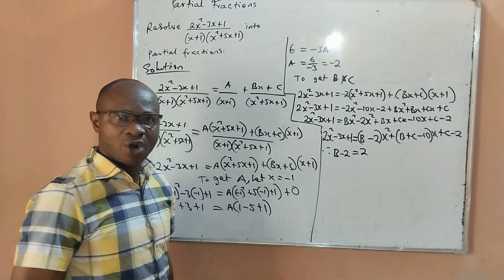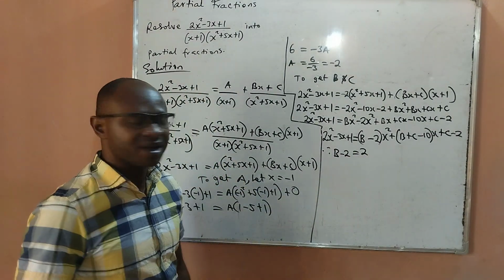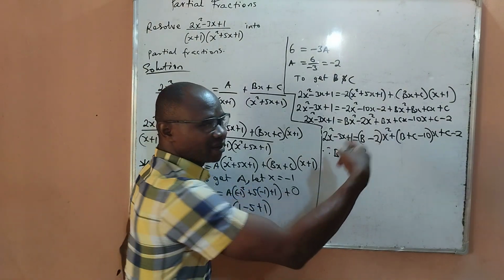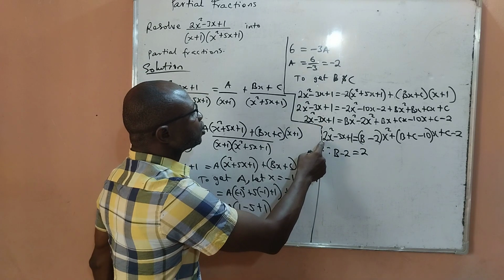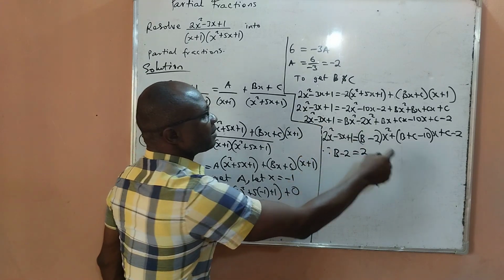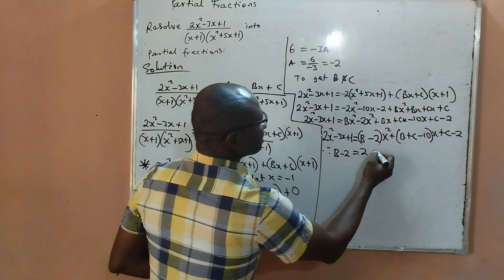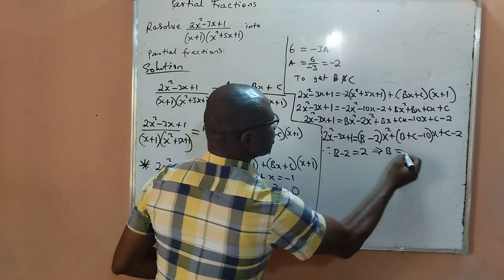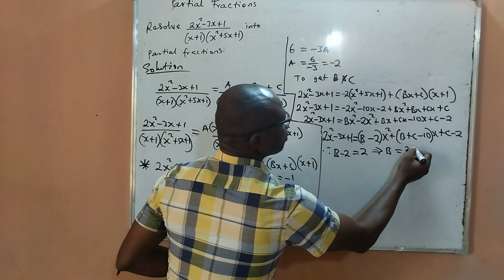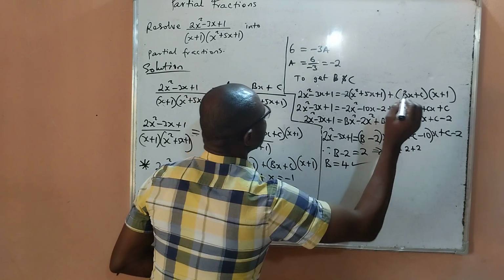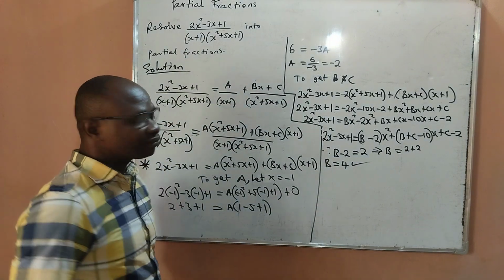I am comparing coefficients. This place is very sensitive and very important. b minus 2, the coefficient of x squared by the right hand side, is equal to 2, which is the coefficient of x squared by the left hand side. And from here, we can see that this implies that b is equal to 2 plus 2. That will give us the value of b equal to 4. We have gotten the value of b.